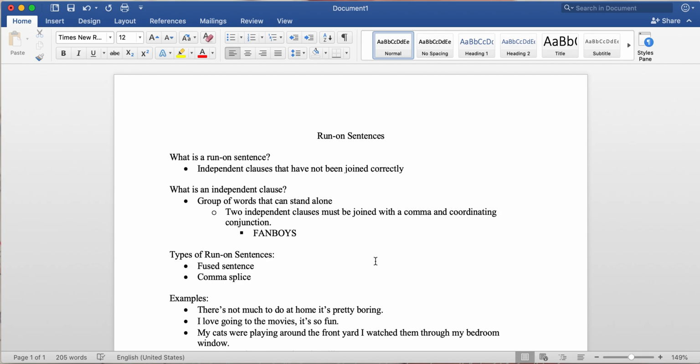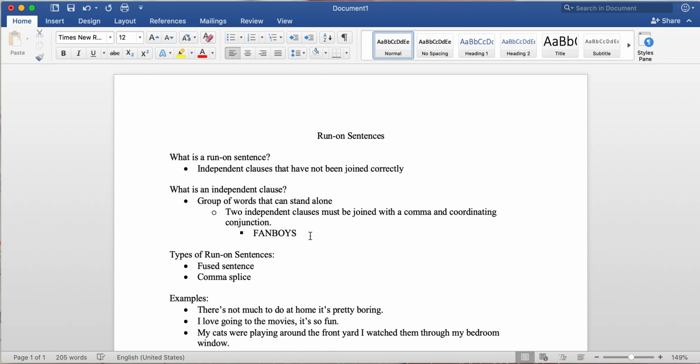What is a run on sentence? Run on sentences are independent clauses that have not been joined correctly. Now, going back, we want to ask ourselves again, what is an independent clause? An independent clause is a group of words that can stand alone. Now, if there are two independent clauses that appear in one sentence, they must be joined in what way?